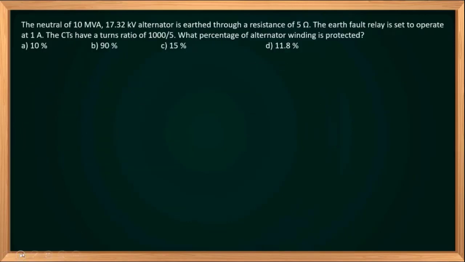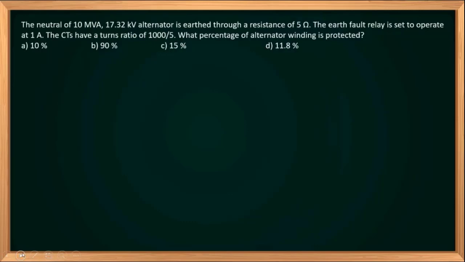Consider this question. The neutral of a 10 MVA 17.32 kV alternator is earthed through a resistance of 5 ohms. ത്രീ ഫേസ് ഓൾട്ടർനേറ്റർ ഉണ്ട്. ആ ഓൾട്ടർനേറ്ററിന്റെ ന്യൂട്രൽ എർത്ത് ചെയ്തിരിക്കുന്നത് ഒരു 5 ohm റെസിസ്റ്ററിൽ കൂടെയാണ്.